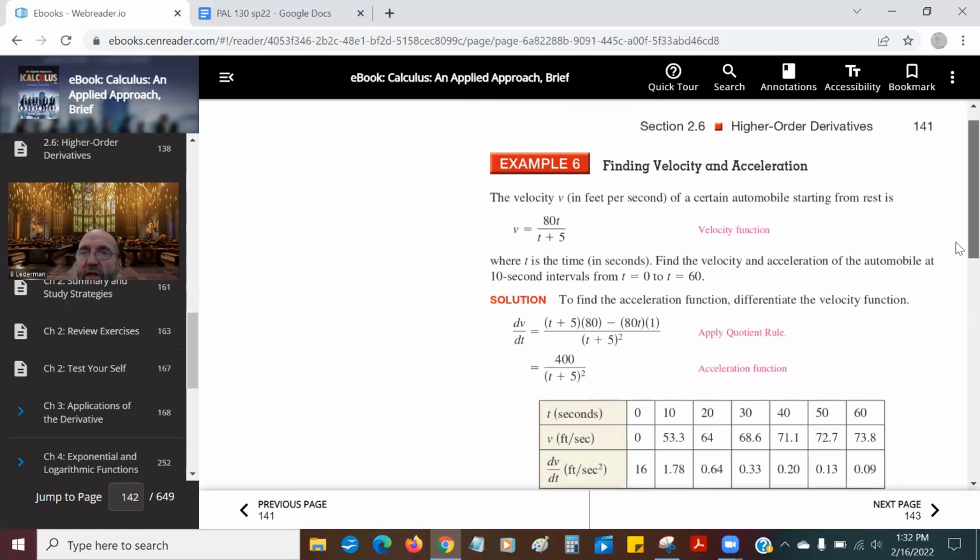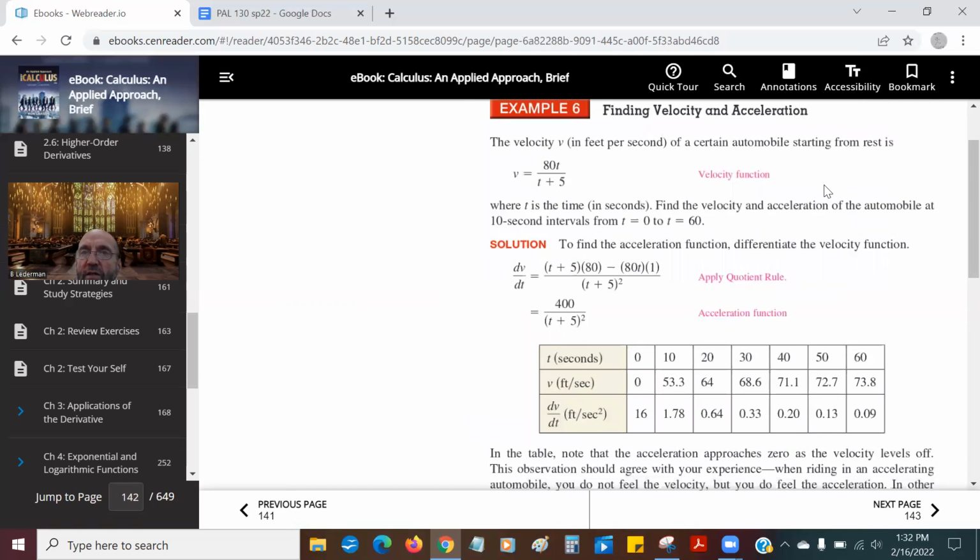And this is the last problem. Find the velocity of a certain automobile starting from rest. The velocity v is equal to 80t over t plus 5. That's a velocity function. We want to find the velocity and the acceleration at 10-second intervals, starting at 0 and going up to 60 seconds.